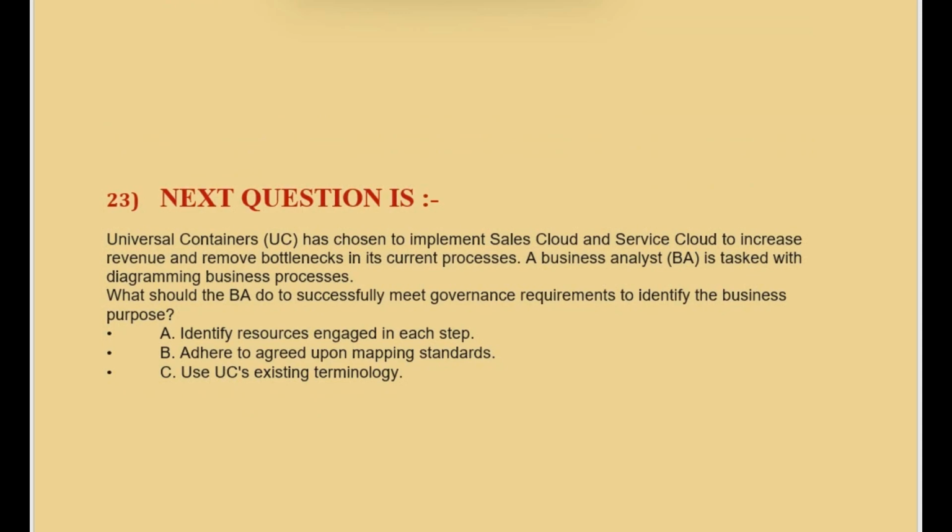Question is Universal Containers (UC) has chosen to implement Sales Cloud and Service Cloud to increase revenue and remove bottlenecks in its current processes. A business analyst (BA) is tasked with diagramming business processes. What should the BA do to successfully meet governance requirements to identify the business purpose?